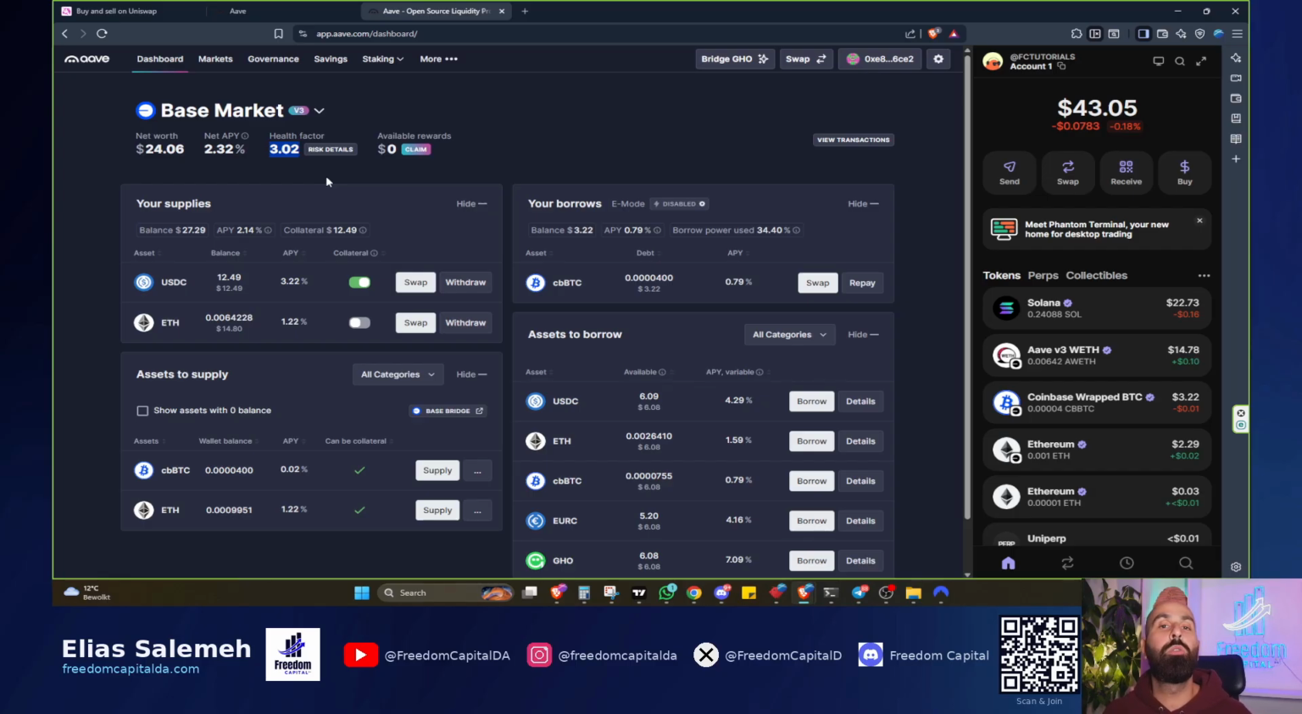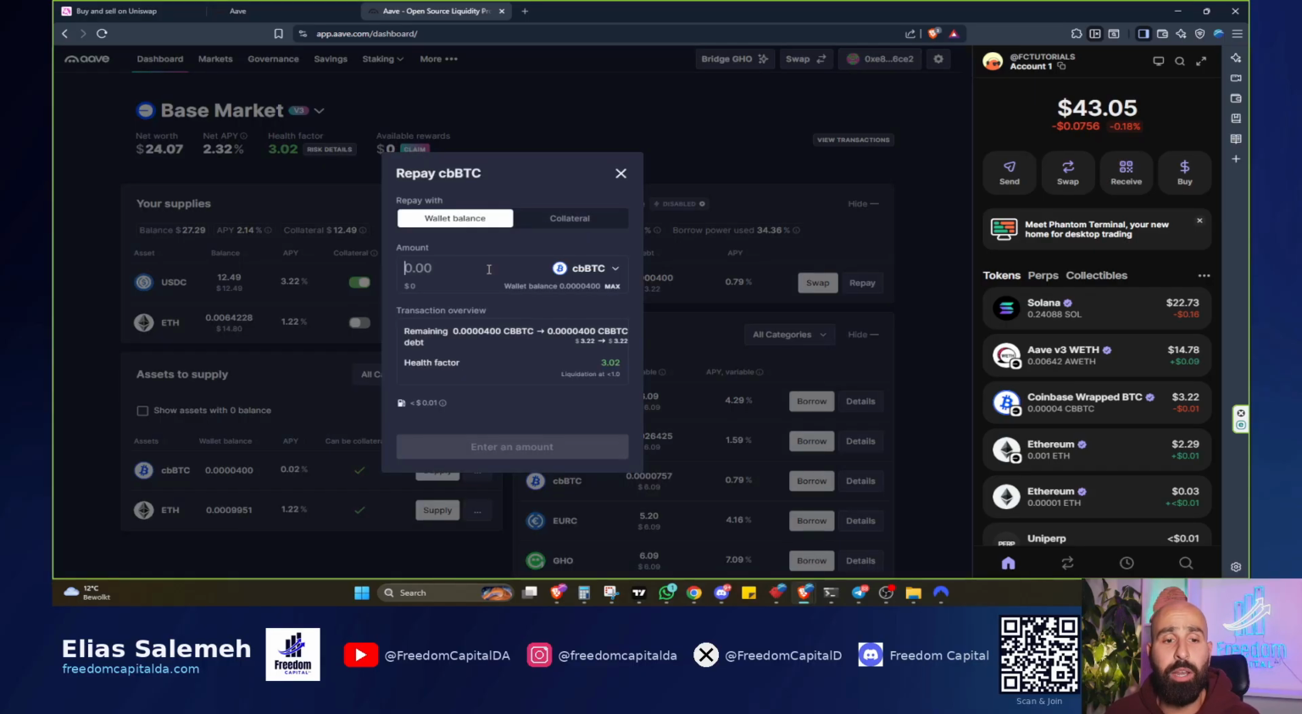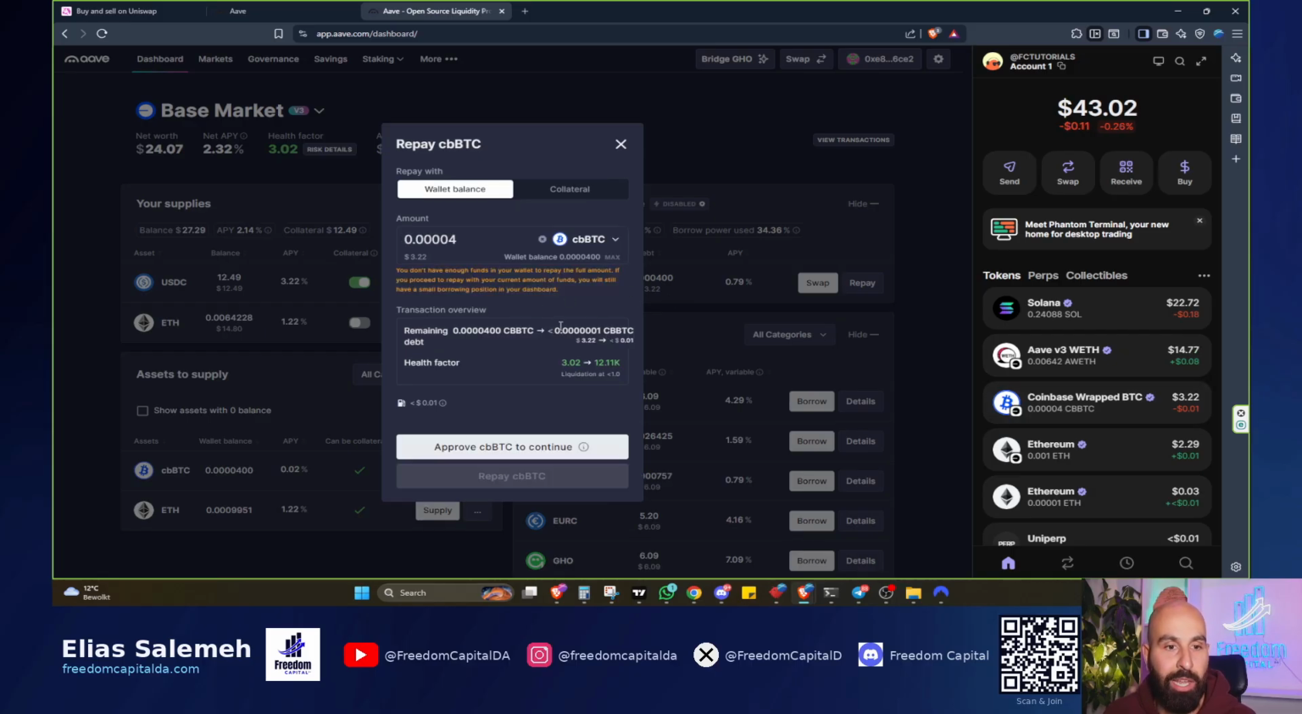And if you wish to reverse all of these transactions, it's pretty straightforward. So if you want to repay here, you can directly repay by depositing the same asset that you borrowed. So in this case, it will be cbBTC, which is already available in our wallet. So I simply click on maximum, and then I can basically repay my loan.